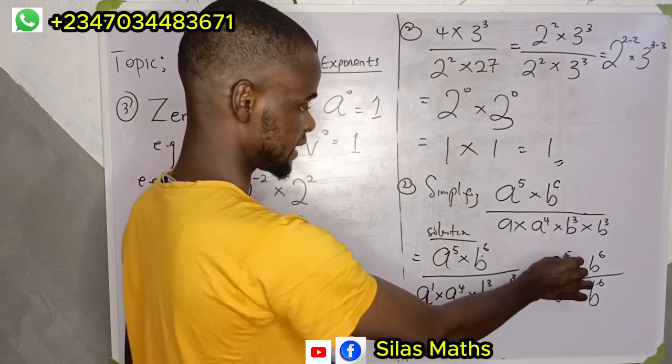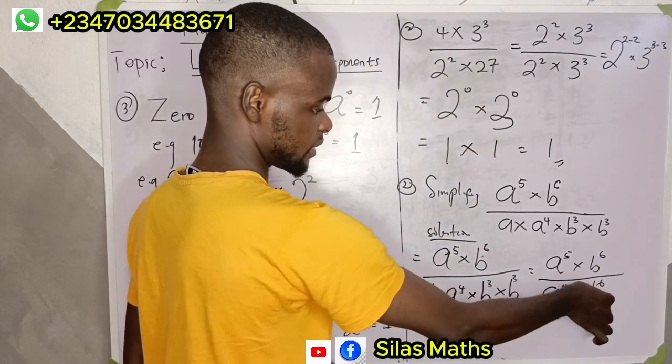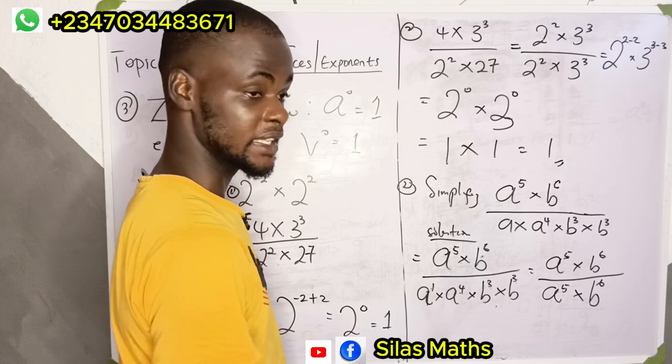So at this point, we can actually use the cancellation method to solve this problem. I can say this will cancel out this, and this will cancel out this. So at the end of the day, the answer becomes 1.